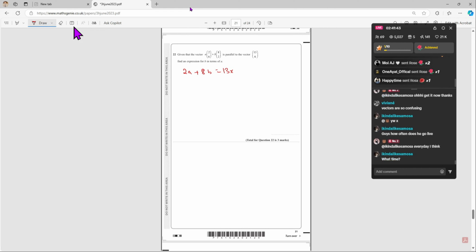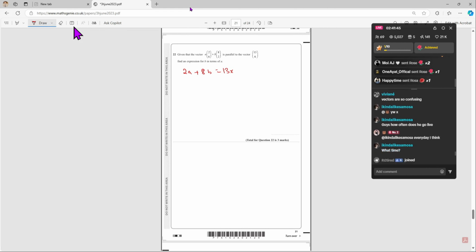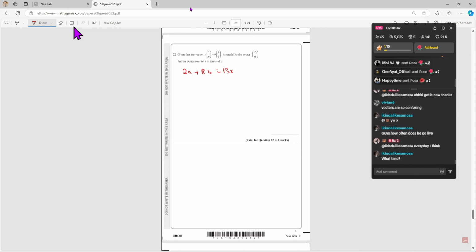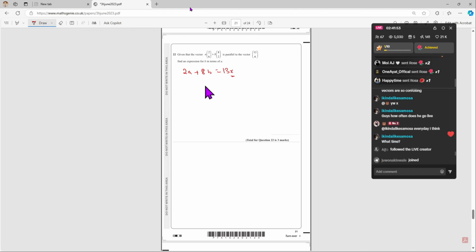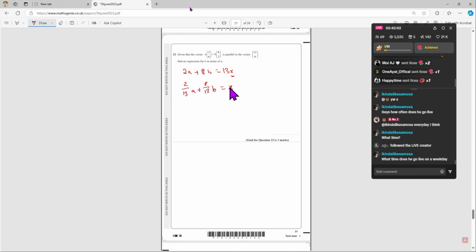So now once we've done that, what you would do is get x on its own. To get x on its own, you would just divide every single term by 13. So you're going to have 2 over 13a plus 8 over 13b is equal to x. Okay.